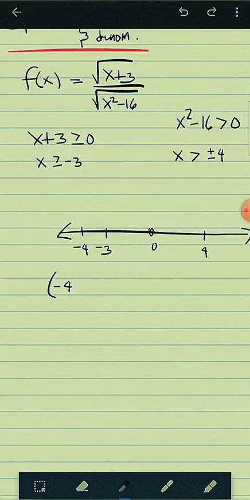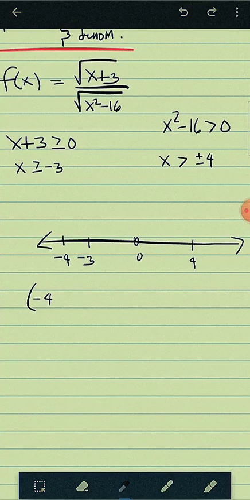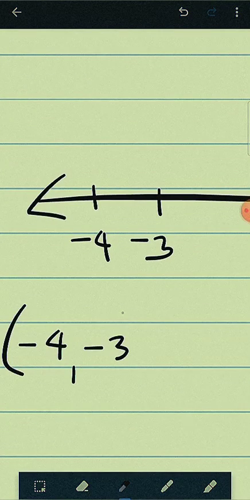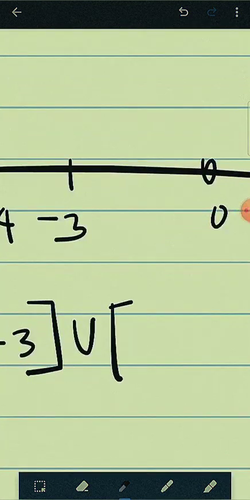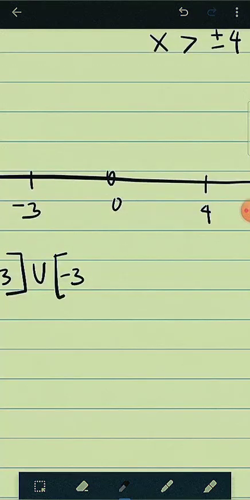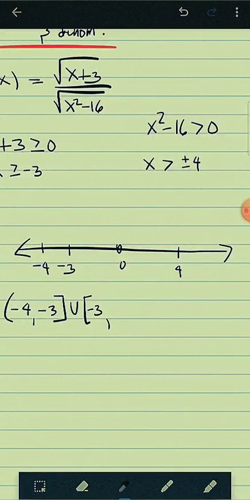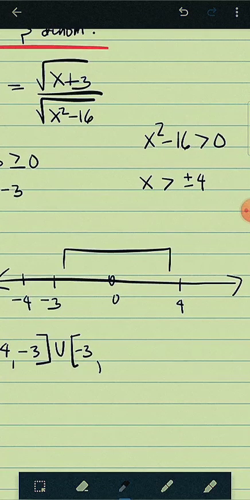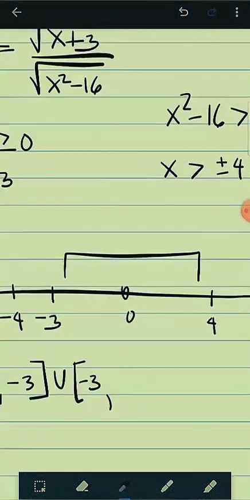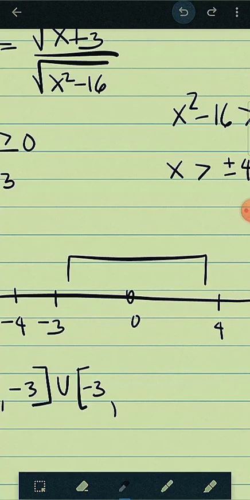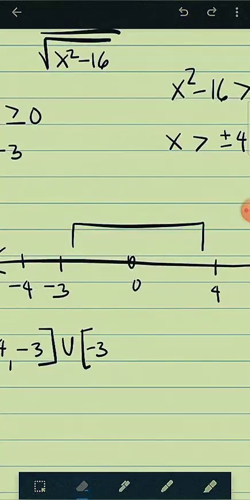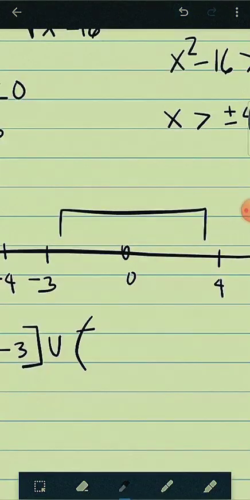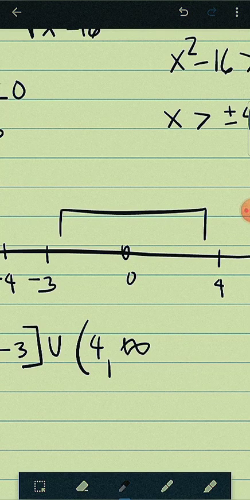And then negative 3. So it should only be greater than or equal to negative 3, so we include negative 3. Then the union of from negative 3, including negative 3, to 4. Is 4 included? It should only be greater than 4, so we don't care about this region, because if it is less than 4, the limit is negative 3. So we start with the union of, not including 4, to infinity.